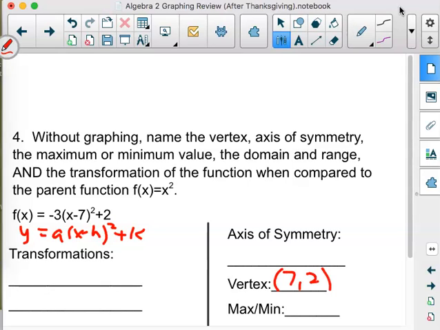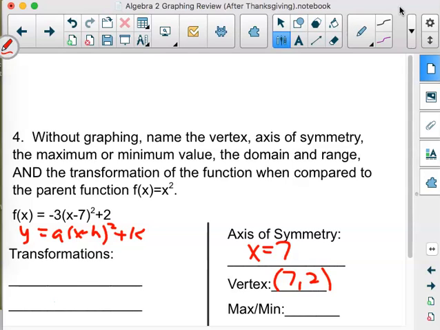So what's the axis of symmetry? 7. X equals 7. Yeah, x equals. Don't forget that little piece because it has to be an equation for a line. Now, I know they said without graphing, but you want a sketch of it. Whether or not you make the sketch on the paper or you do it in your head, I don't care.